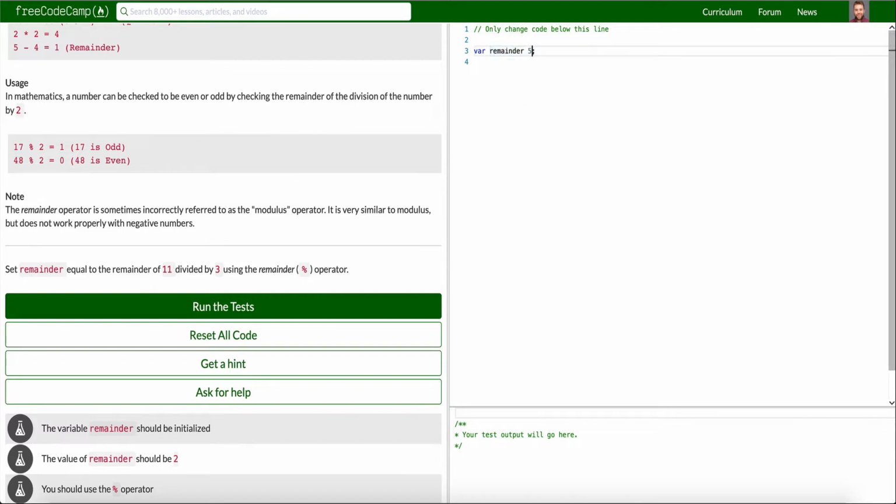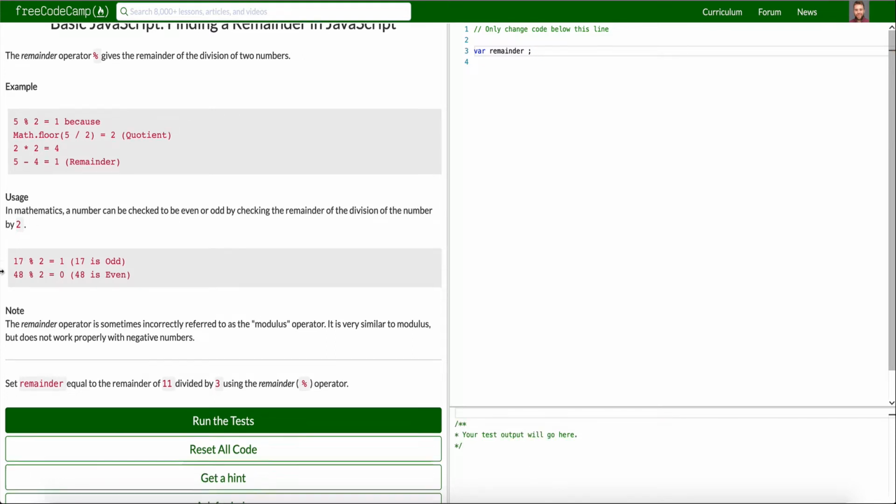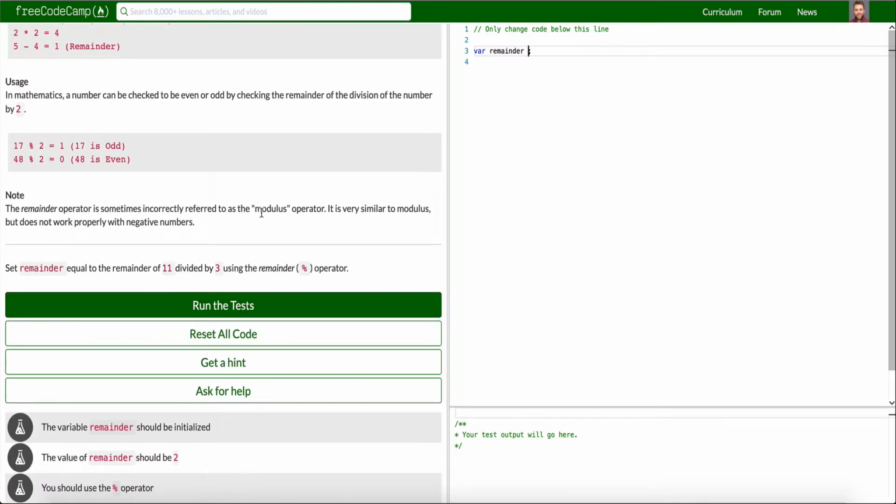Okay, so we can just do this example that they used right up here. Let me see. Oh, sorry, it just says which one to do. Set remainder equal to the remainder of 11 divided by 3. So we'll see that 3 goes into 11 3 times. And sorry, I need to initialize that right there. Let's go ahead and run this.